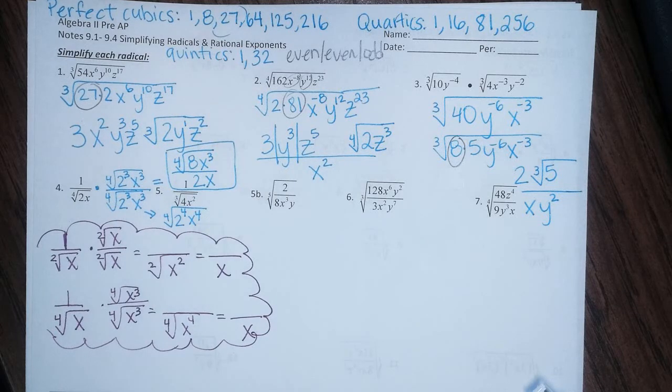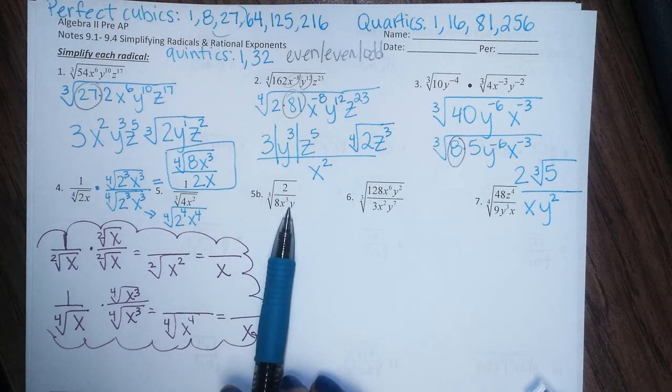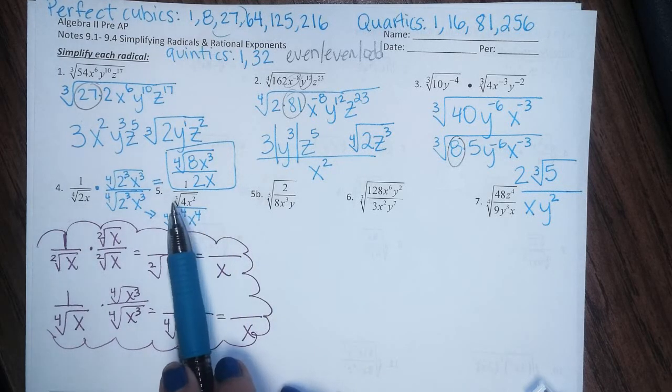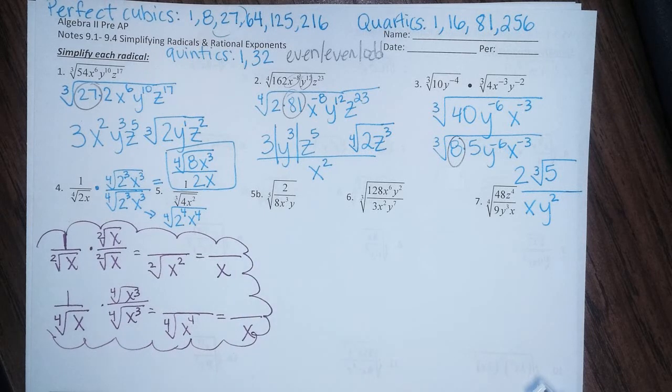So now I'm going to pause the video and let you practice rationalizing something like number 5a and 5b. Those will be, you have to rationalize a perfect cubic or cube root, and then you have to rationalize here a perfect quintic, the 5th root. So I'm going to pause the video.